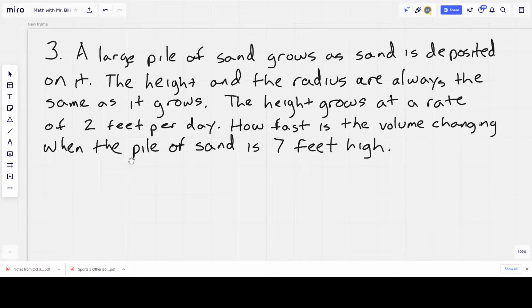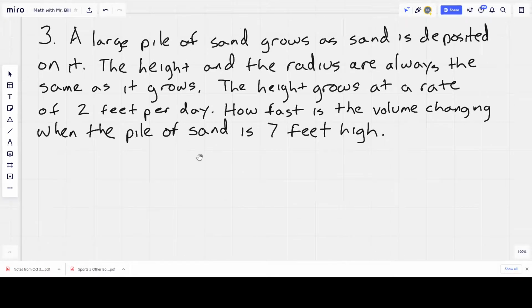So we have here a word problem. A large pile of sand grows as sand is deposited on it. The height and the radius are always the same as it grows. The height grows at a rate of 2 feet per day. How fast is the volume changing when the pile of sand is 7 feet high?